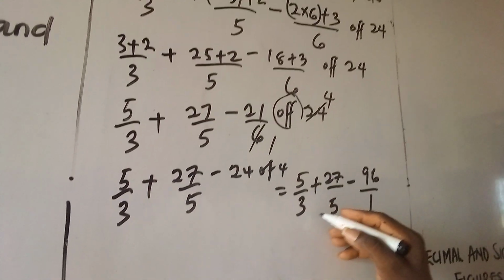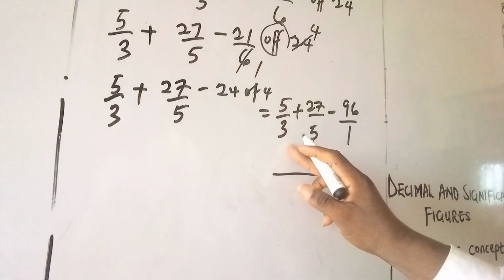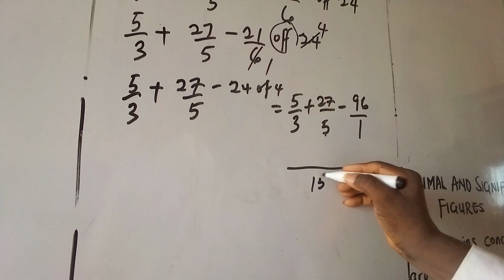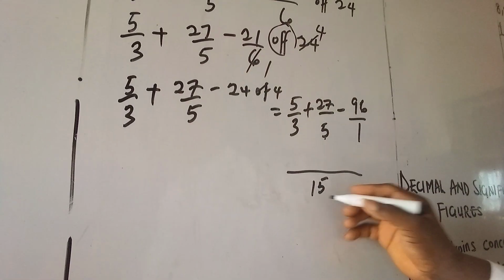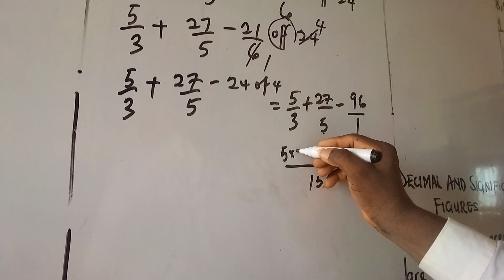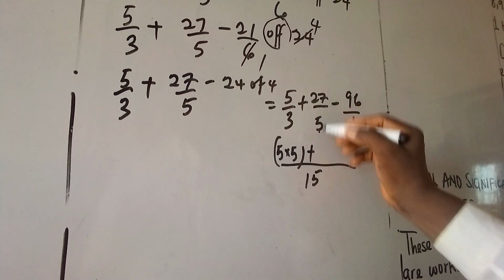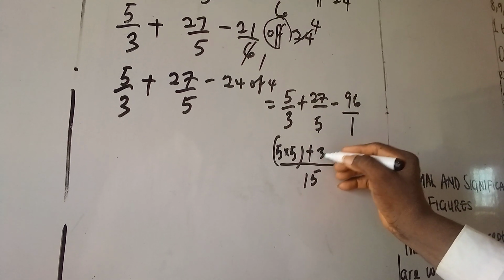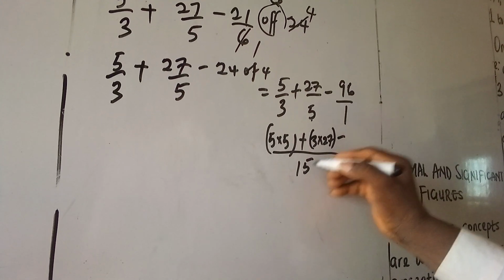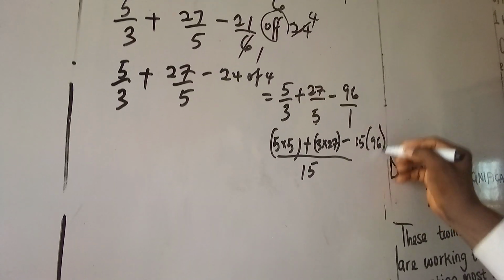So what's the LCM of 3, 5, and 1? The LCM is simple. Let me just say 3 times 5 times 1, that's 15. How many 3 can go in 15? 5. 5 times 5 plus, how many 5 can go in 15? 3. It will be 3 times 27. How many 1 can go in 15 is 15, so 15 times 96.